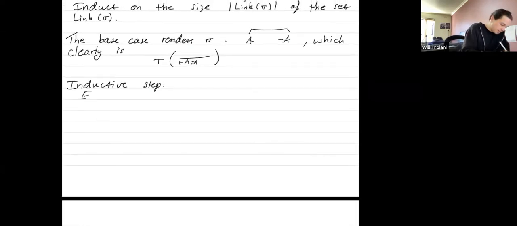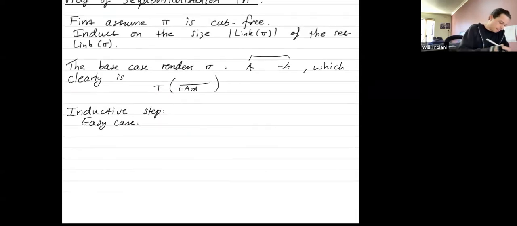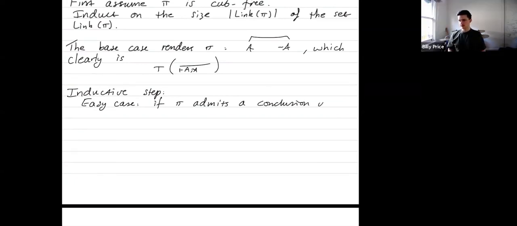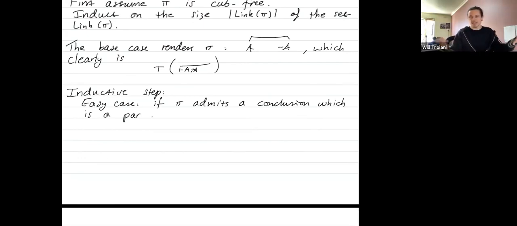The easy case is if pi admits a conclusion which is a par, right? So like A par B for some A and B. In this case, all you need to do is consider pi without that par link, and then you just make the observation that it clearly still satisfies the long trip condition, right?